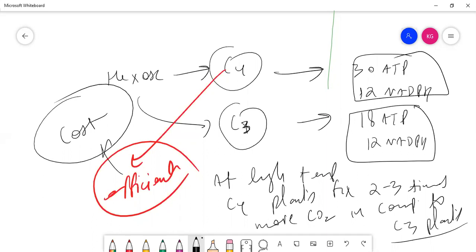Okay. So we have seen C4 cycle, we have seen C3 pathway, C4 pathway, and we have seen photorespiration. So now do you understand why we need C4? Why did we evolve C4? Just to take care of losses due to oxygenase activity of RuBisCO. Is this clear or not?